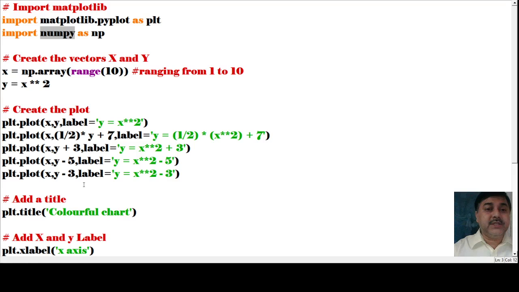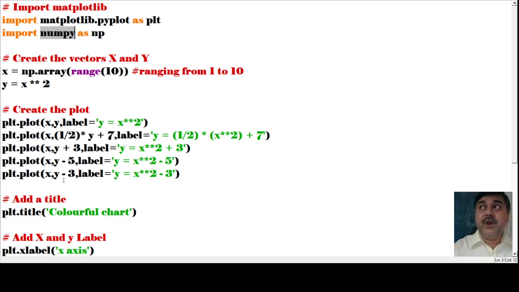Now where does this x into 2 come from? See here, the y value has been given as x into 2. So when you call this y, that means x into 2 will come, and then 3 will be deducted. So these are the different line values that have been defined here.